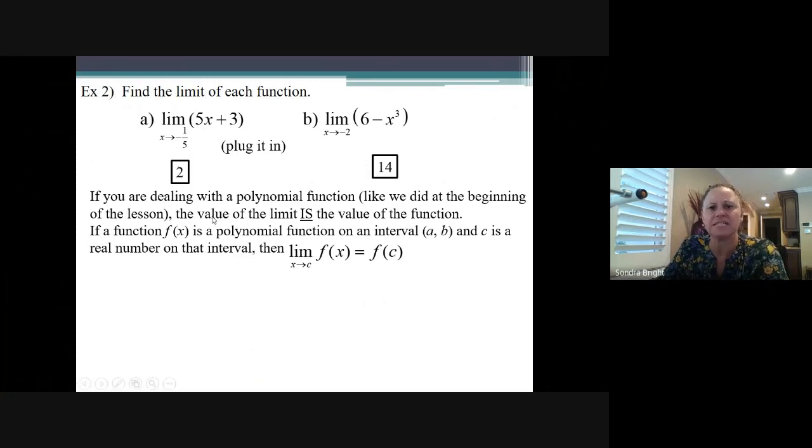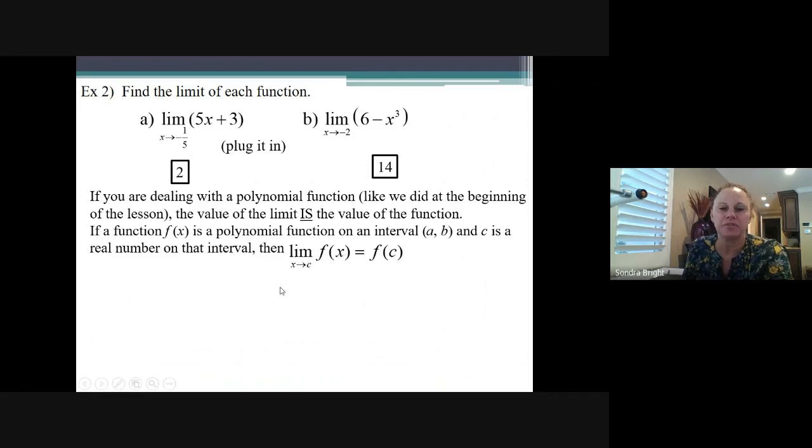If a function f of x is a polynomial function on an interval from a to b, these are x values. This is not a point. This is saying from a to b. And if c is a real number on that interval, well, then the limit as x approaches c of f of x is f of c. It's just the technical definition. All it means is you can plug it in.